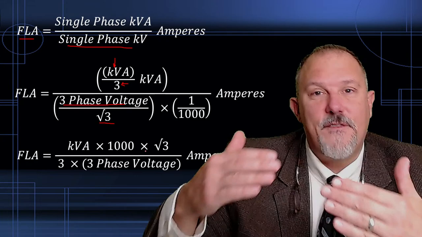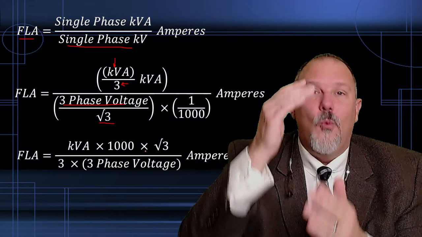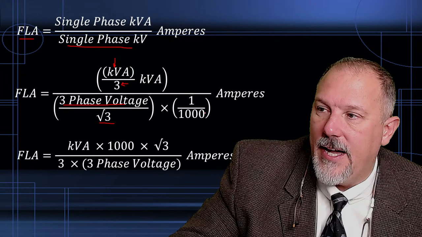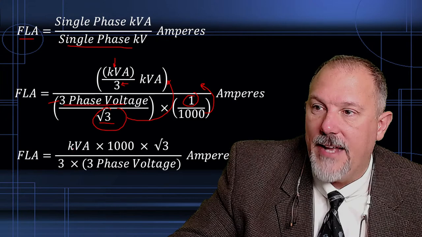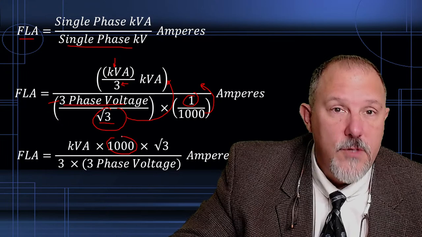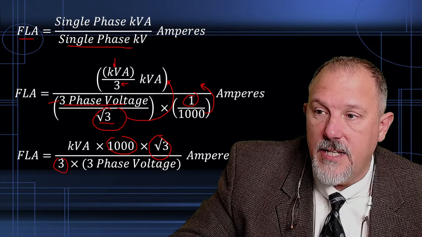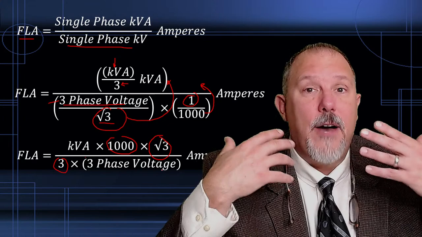If I start moving numerators into denominators, denominators into numerators, remember, right? For example, one over 1,000, I can bring that to the numerator, and one stays in the denominator. So that's basically what I did here. The 1,000 moves up to the numerator. The square root of 3 moves up to the numerator. The 3 stays in the bottom, and the three-phase voltage stays in the bottom. So that's how I create the equation for full load amps.